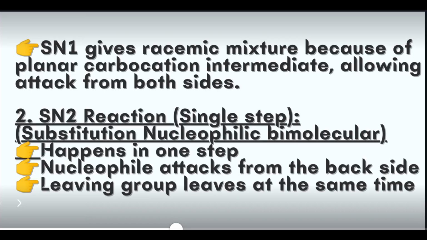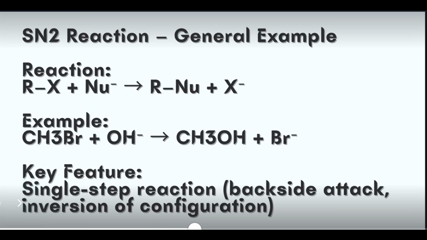theory of the SN1 reaction. Now we'll see the SN2 reaction, that is substitution nucleophilic bimolecular. This happens in one step, that is a single step reaction. Here the nucleophile attacks from the back side and the leaving group leaves at the same time. So it is a single step reaction. Now we'll see the general example.